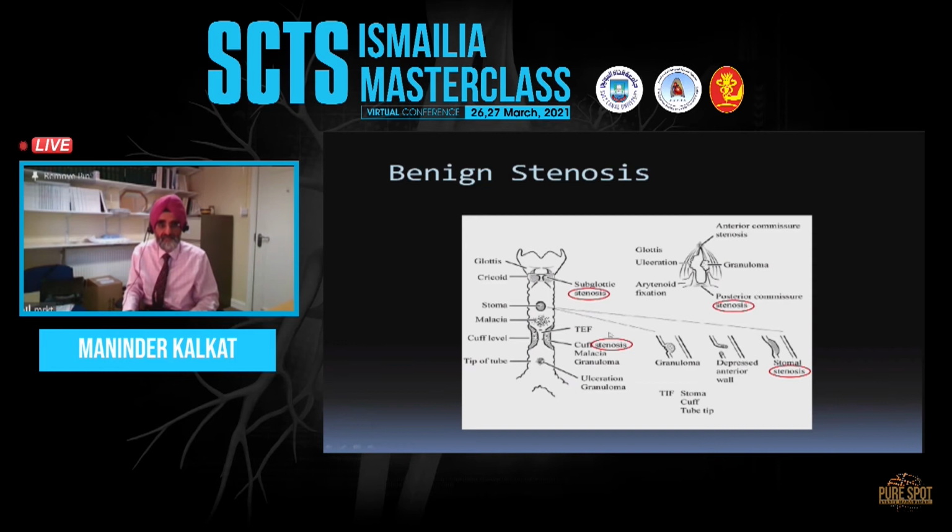So the benign strictures can be anywhere: subglottic, at the site of the stoma, at the site of the balloon, at the site of the tip, and they can be anywhere. The benign strictures which used to happen with intubation are rare, but we still see them, and we see them actually because these are normally low pressure cuffs. They don't cause strictures anywhere else, but if somebody inflates it in this area, they will cause problems. Okay, and that's what we are seeing.